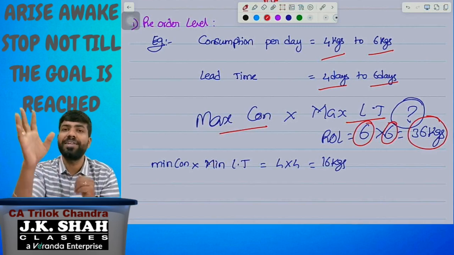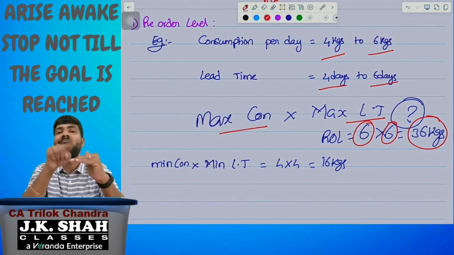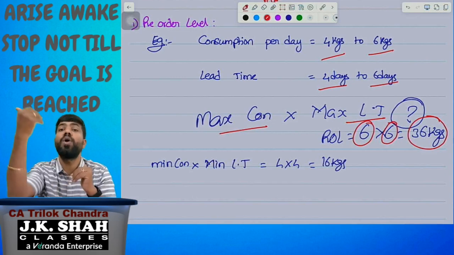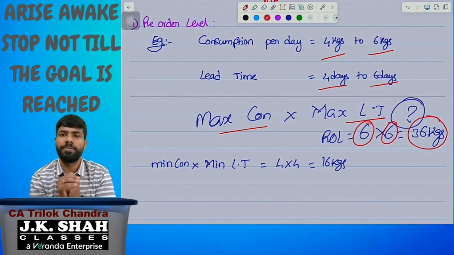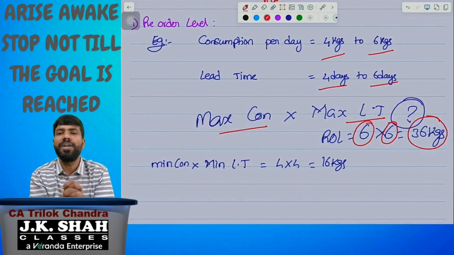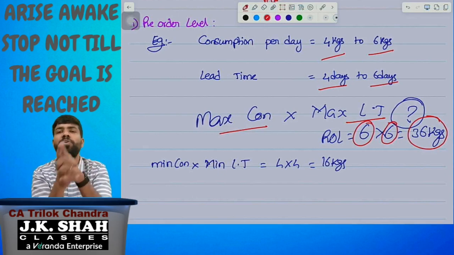The moment it touches 36 kgs, immediately you place the new order. That is called reorder level, the level at which we need to place the reorder or new order. Once it touches 36 kgs, place the new order. Now the point is why we need to take maximum consumption into maximum lead time.